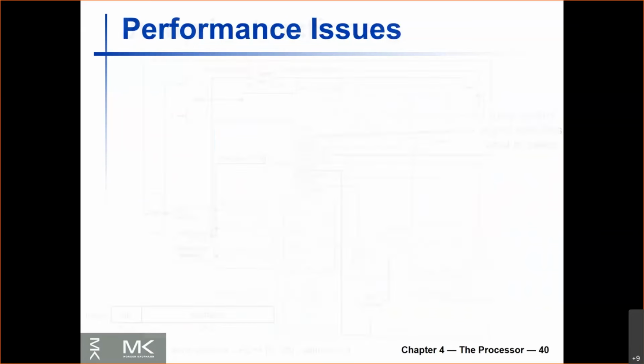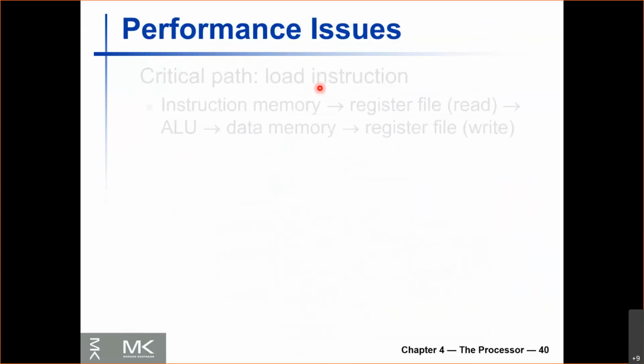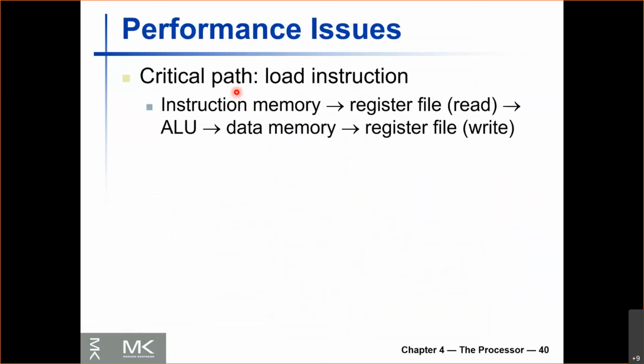Okay. Final note, just a quick comment about some performance issues. So the critical path here is the load instruction, right? Not all the logic blocks are used by all the instructions. The slowest instruction in the pipeline is the load instruction, because the load instruction has to go through the instruction memory. It has to read the register file. It has to use the ALU to calculate the address. It has to access the data memory to perform the load, and then it has to write the result back to the register file. So the load instruction is the slowest instruction and it forms the critical path.